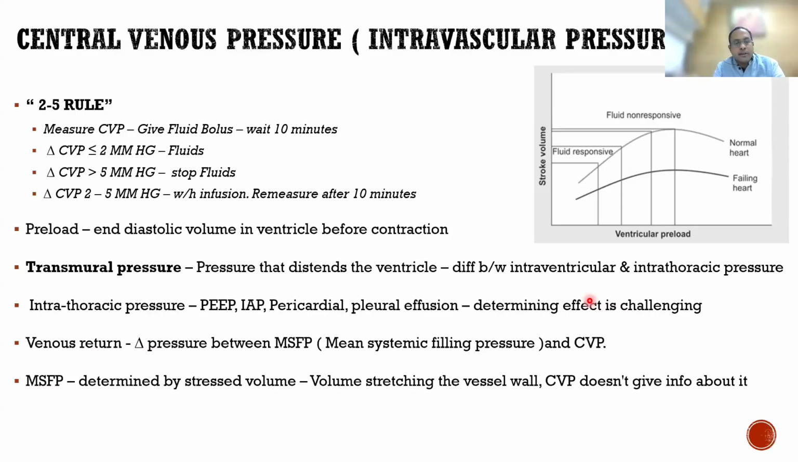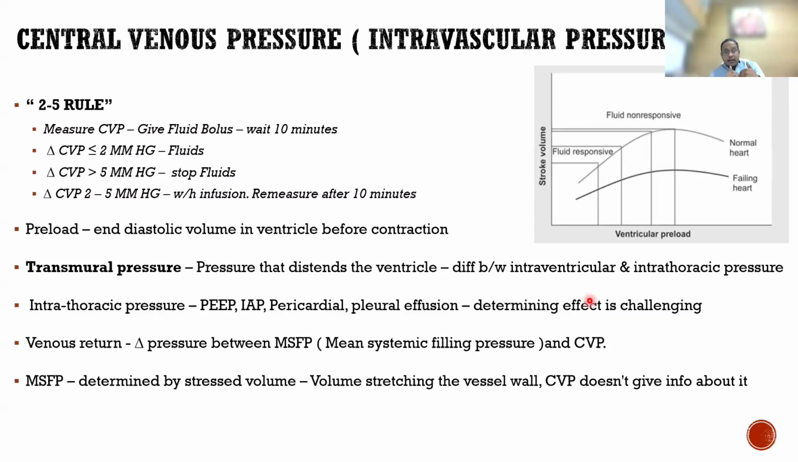And mean systemic filling pressure is actually determined by stressed volume. So what is stressed volume? In the veins and the capillaries of our body there is a lot of volume, and some of that volume is not stressed volume. Some of that volume is actually exerting a lateral pressure on the vessel walls, on the venous capacitance vessels, that is, the small venules.